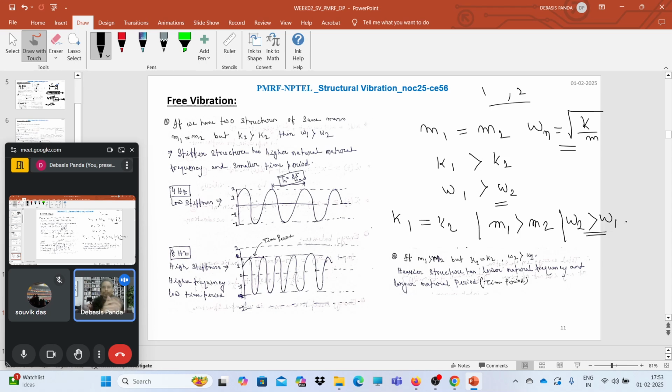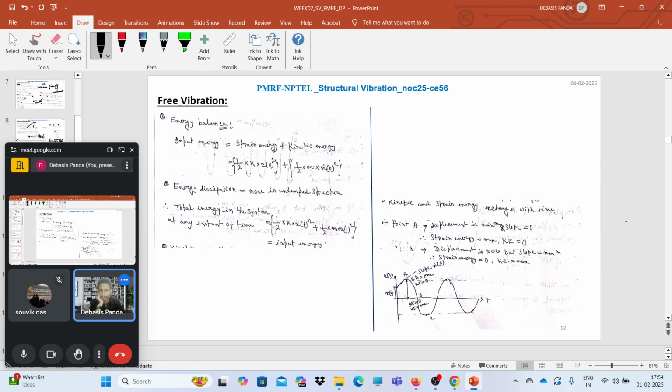So this kind of conceptual question may be given, with two systems, asking which system has higher natural period or which system has higher natural frequency. If mass is constant, stiffness is varying. If stiffness is constant, mass is varying, and so on. I hope you get this concept, and how to deal with this kind of conceptual question.